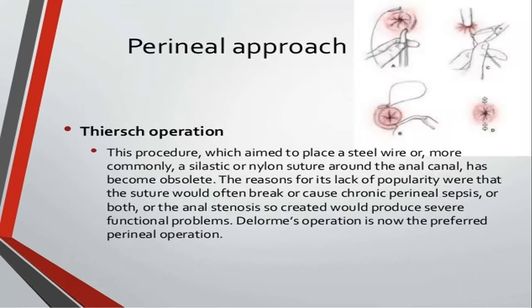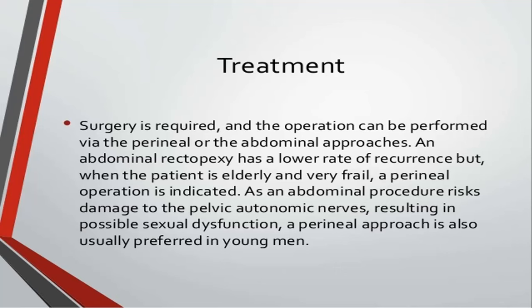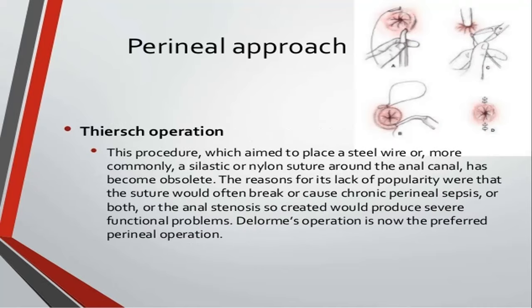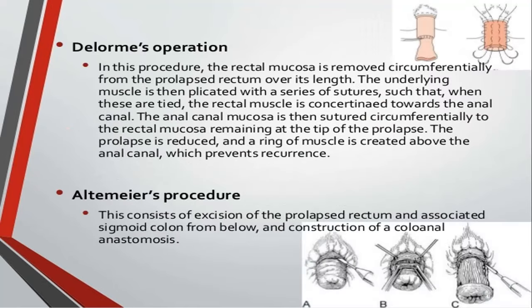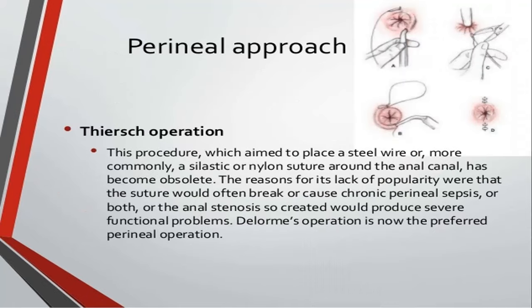Treatment: surgery is required. The operation can be performed by perineal or abdominal approaches. Abdominal rectopexy is for the lower rectum, but for elderly or frail patients you can go for perineal surgery. In the perineal approaches, there are three procedures we have discussed: Thiersch operation, Delorme's operation, and Altemeier's operation.